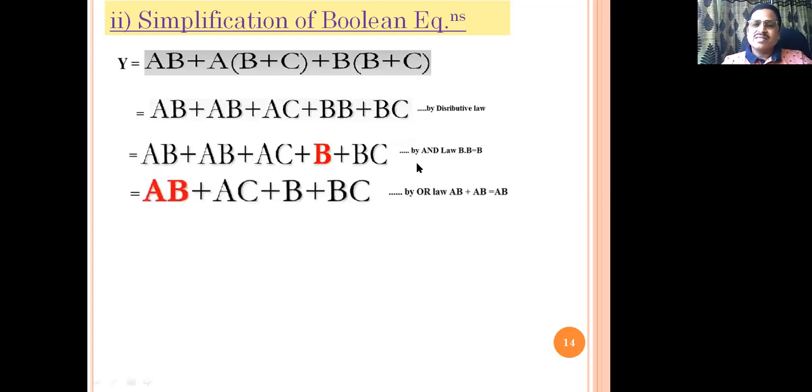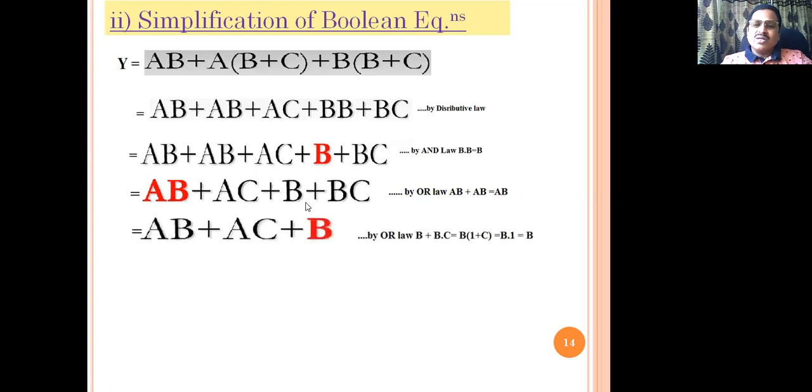Then the next step. Here A and B are repeated. We will replace them by a single term because ORing of a number with itself gives the same number: A or A equals A. So A and B or A and B, repeated here with the OR operation, is replaced only by A and B. Now next, you can take B as common from the second term. In the bracket, what is left? 1 or C. ORing of a number with 1 equals 1 only. So what is left? B and 1 equals B only.